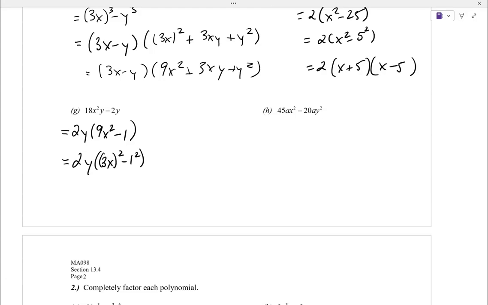How does that factor now? Yeah, good. 3x plus 1, 3x minus 1. You can write it in either order. What you said was perfectly fine. The A plus B, the A minus B again. Work on H, and we'll chat about it.